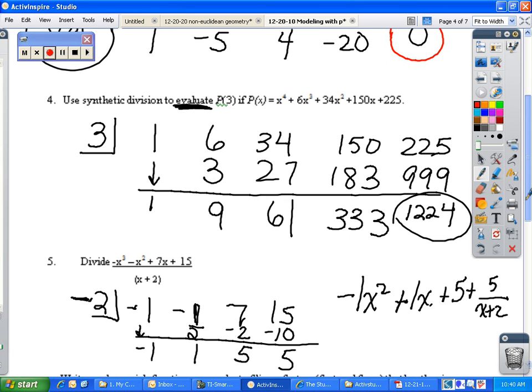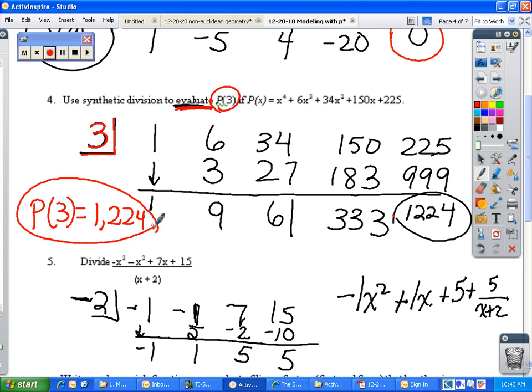That's one use. The second use is when you need to evaluate the function. Again, showing the synthetic division. In this case, you do not change the sign. You just leave it as a 3. Perform the synthetic division. Your remainder at the end is your answer. So P of 3 is equal to 1,224. And that is your answer. You get one number at the end.